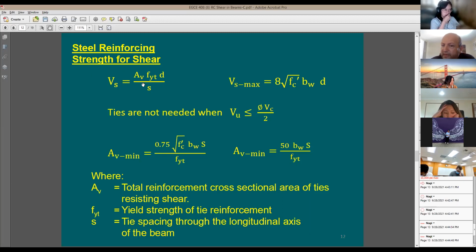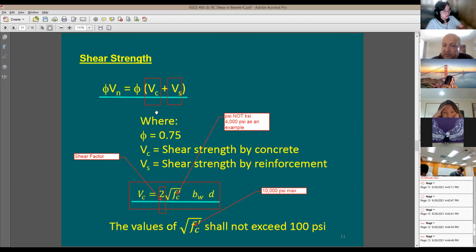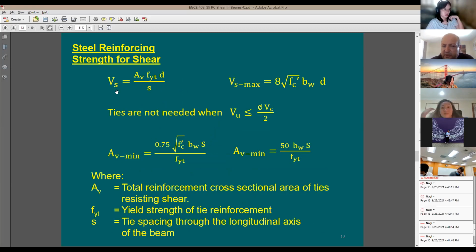So now let me go back to my equation. The equation says Vs. What is Vs? Vs is the shear strength component. I'm going to take you back one slide. I'm done here with this Vc. Now I'd like to do this Vs, which is the shear strength developed by the steel ties. Let me look at the equation. Vs equals A sub V. What is A sub V? A sub V is the cross-section area of the ties resisting the shear.